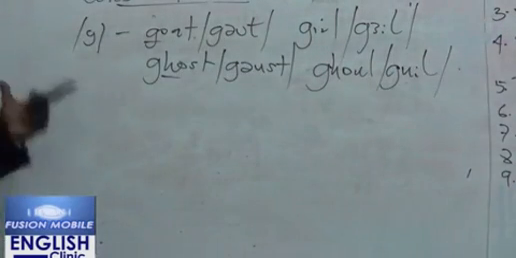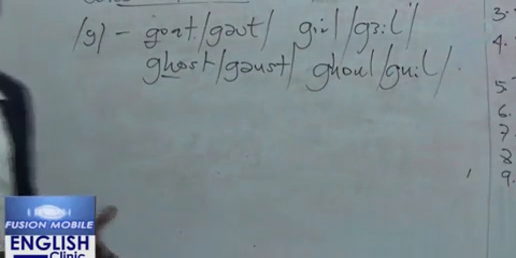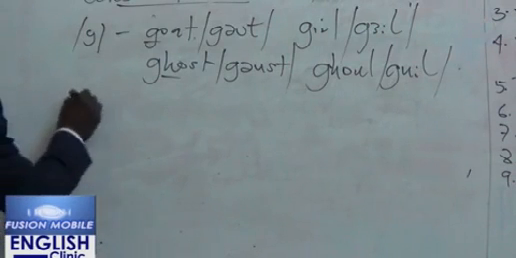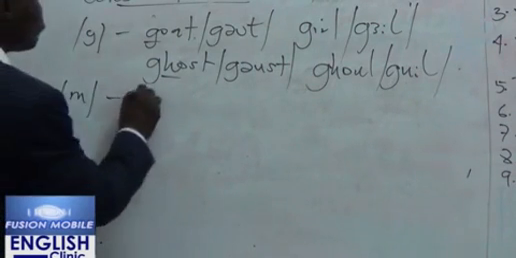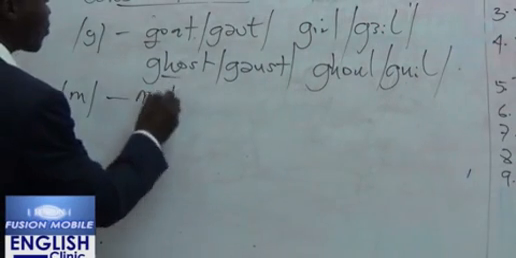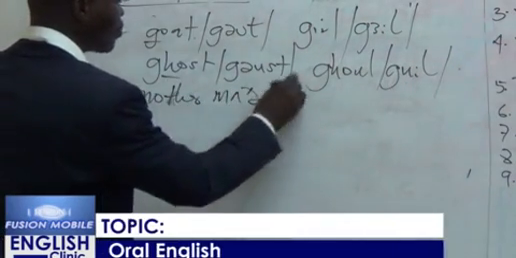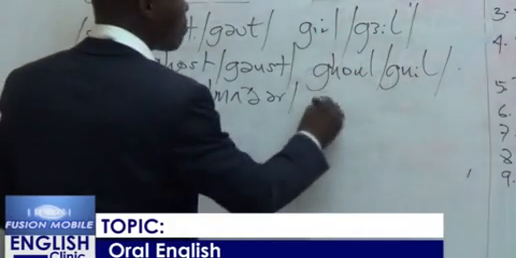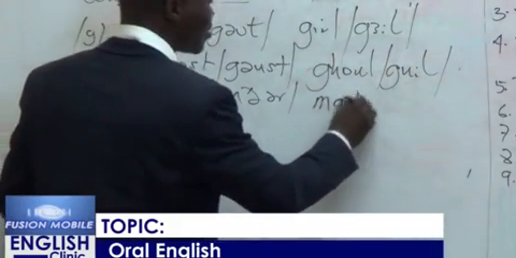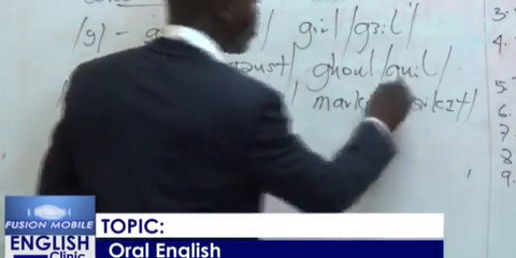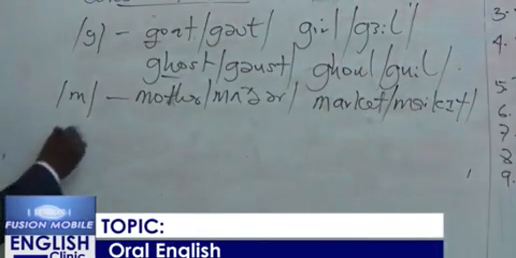Now, sometimes when you have G, it can be pronounced as J, as in gem. We don't need to go there now. Now let's look at the next one. That is ma. Ma as in mother. Mother as in market.